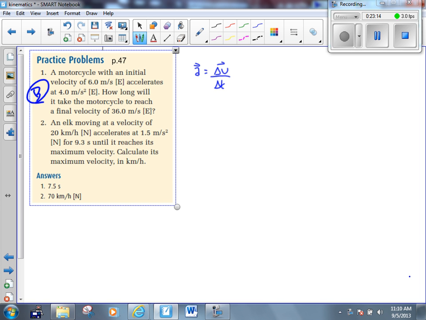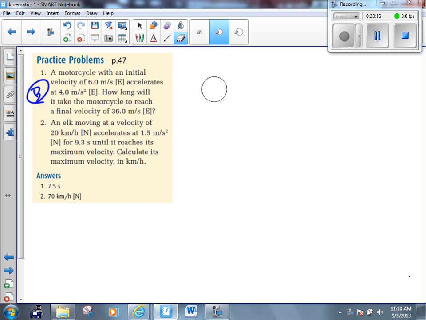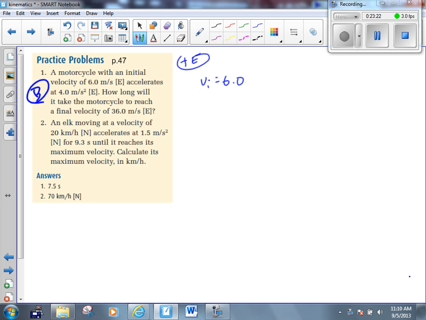Should have written down my givens first, actually, shouldn't I? It is going to end up being that equation. We're going to say east is positive. VI is 6.0 meters per second. VF is 36. And A is 4.0.